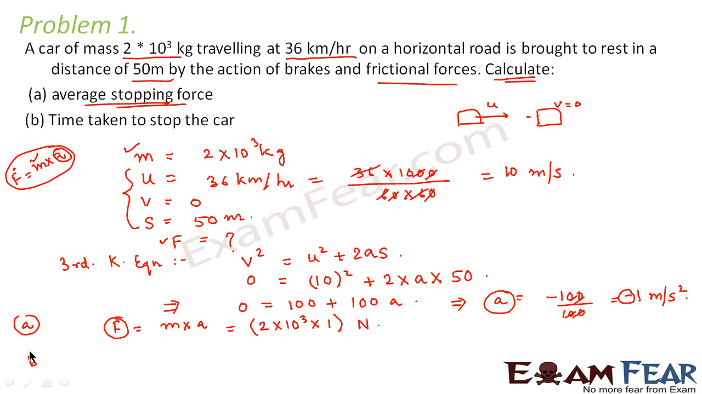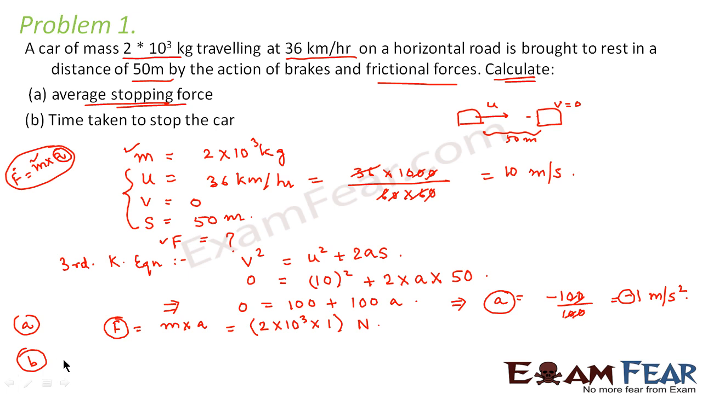Now in the second part, you are asked what is the time taken to stop the car. That means after how much time? Here you saw that the car was moving with velocity u. It came to stop after traveling a distance of 50 meters. Now the question asks after how much time the car stopped. That is, after how much time it reached the velocity v is equal to 0.